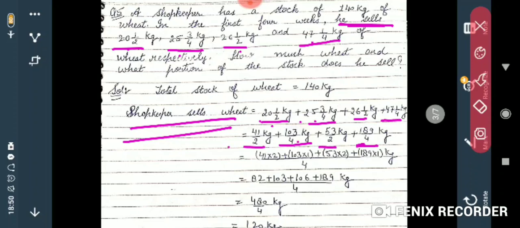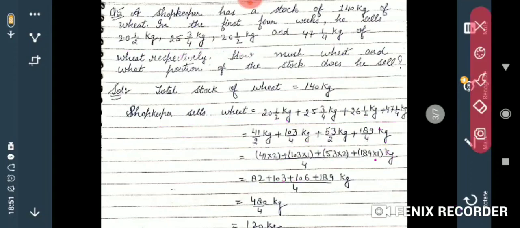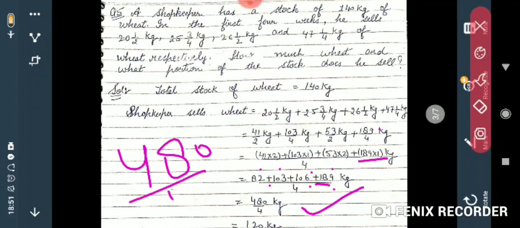Now, as all the denominators are different, what will you take? LCM. What will be the LCM? 4. 2 2s are 4. 41 multiply 2, 82. 4 1s are 4. 103 multiply 1, 103. 2 multiply 2, 4. 53 multiply 2, 106. 4 multiply 1, 4. So 189 multiply 1, 189. So just add all these. 82 plus 103 plus 106 plus 189. What will you get? 480 upon 4. So 4 1s are 4, 4 2s are 8 and 0.